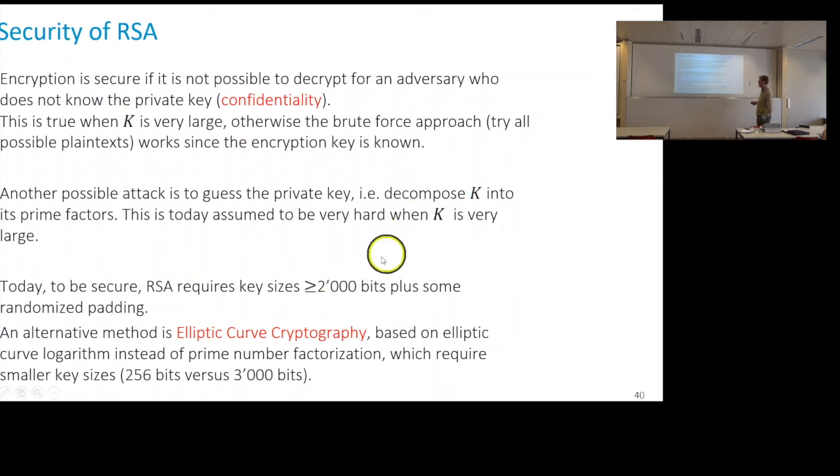Because people have been working very hard on factoring integers into their prime numbers, there are algorithms that work better than the brute force. Therefore, you need to have very large keys. 2000 bits is believed to be sufficient today with today's computers, non-quantum computers.